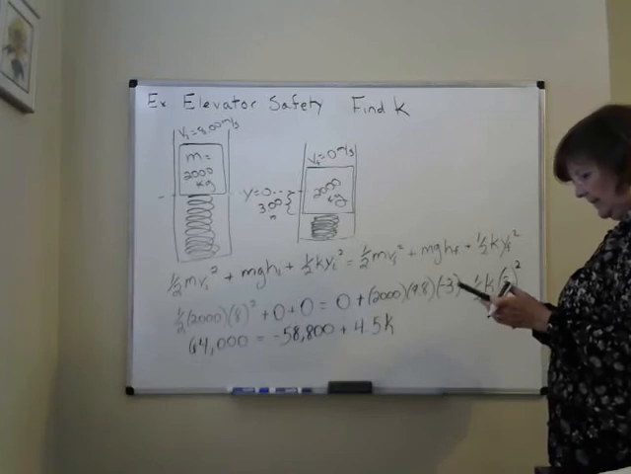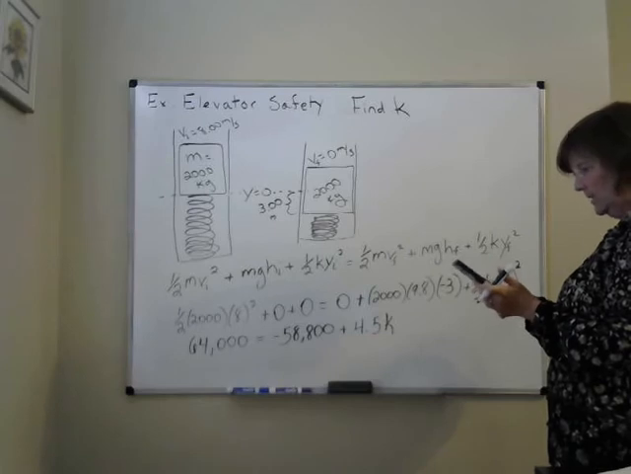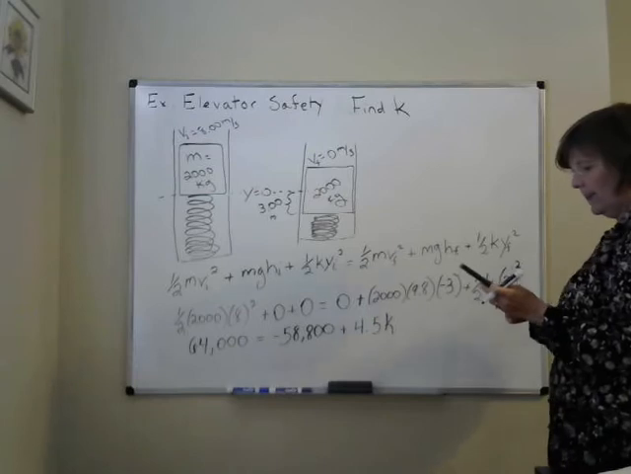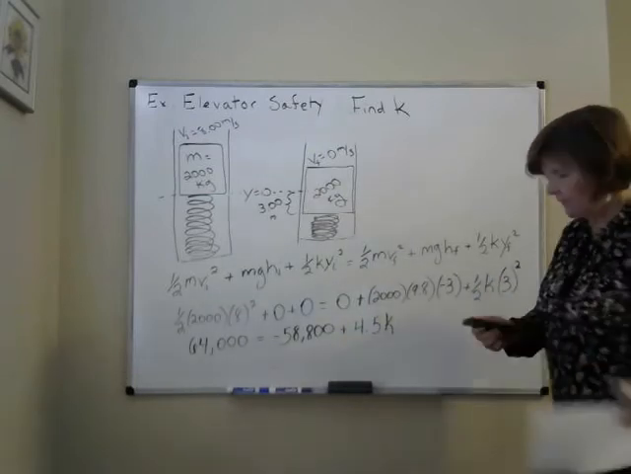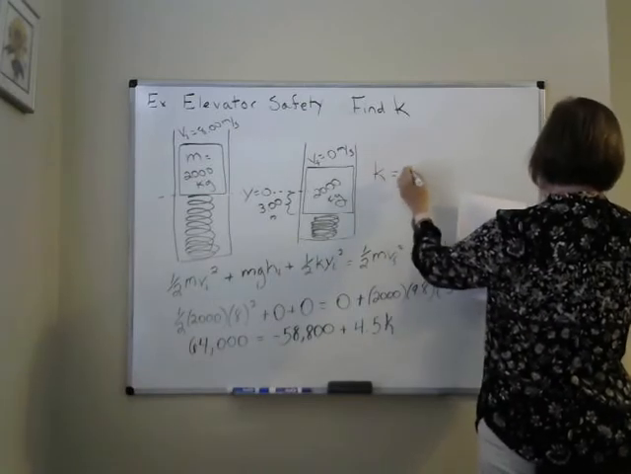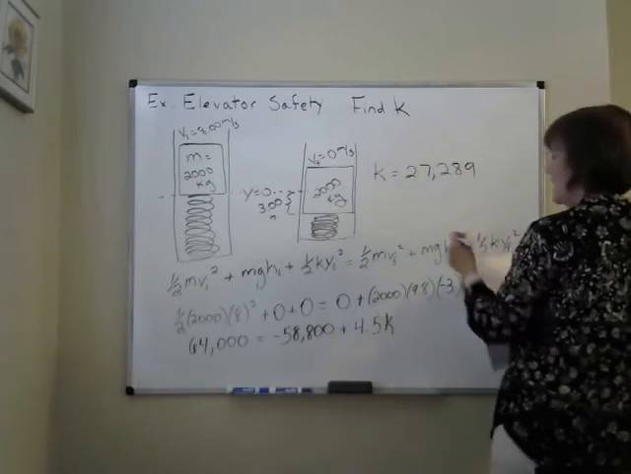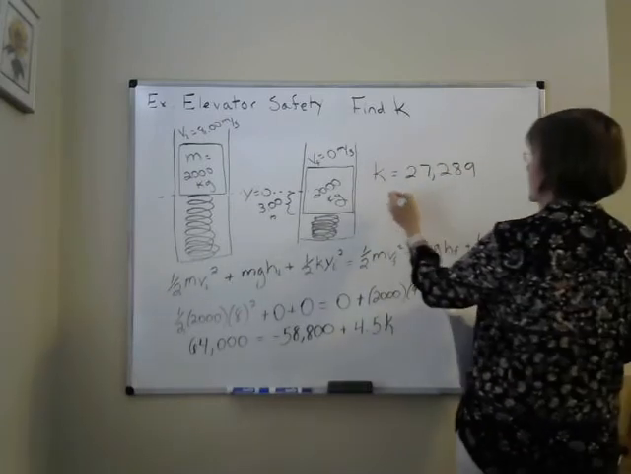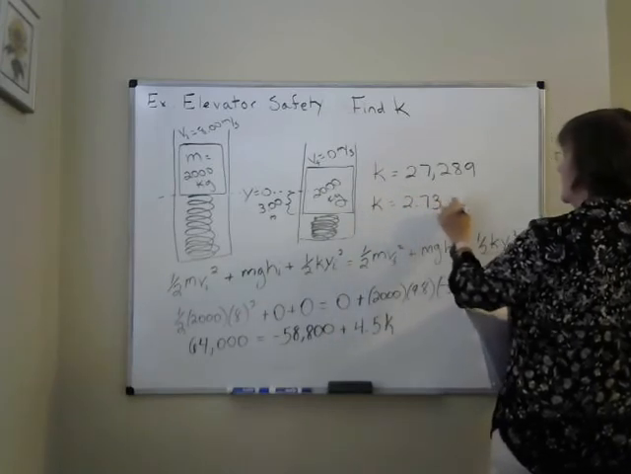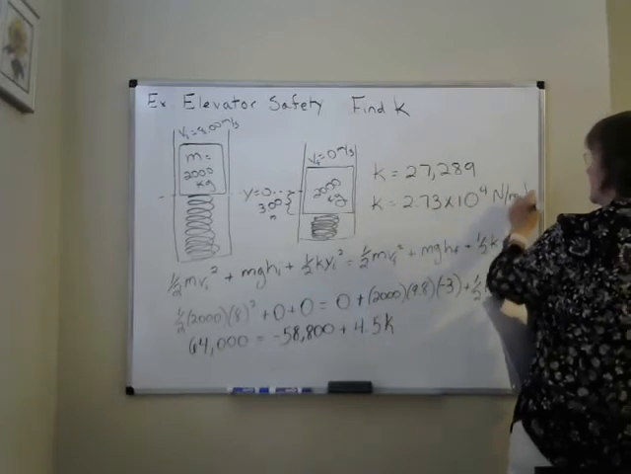64,000 plus 58,800 divided by 4.5. And I get a very stiff spring constant. My math says this, but I only had 3 significant digits, so I'm going to say it is 2.73 times 10 to the 4th newtons per meter.